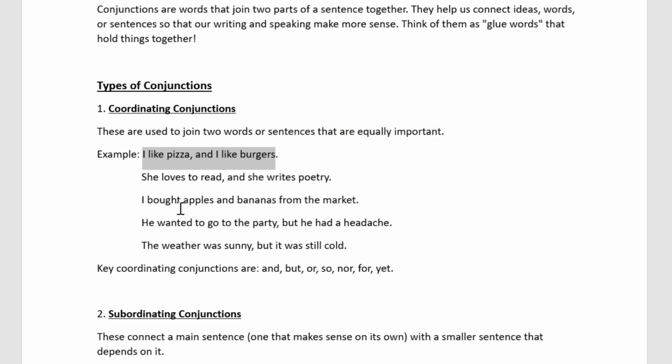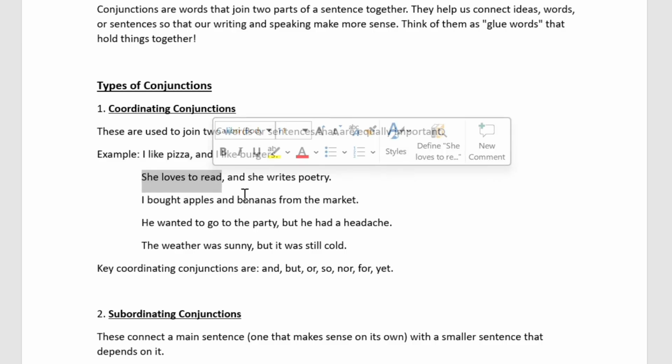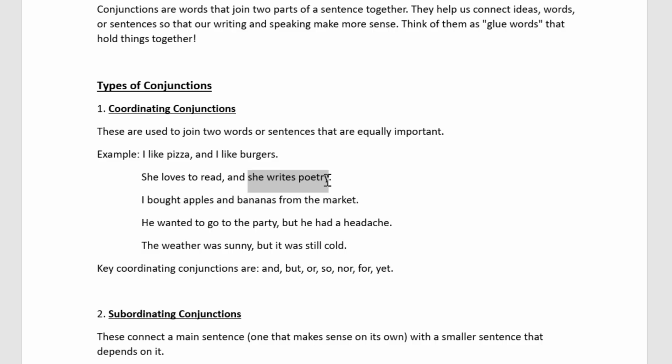Moving on to the next example, she loves to read, and she writes poetry. These are two different sentences, which are again connected by the conjunction and. She loves to read and she writes poetry. It sounds natural, right?